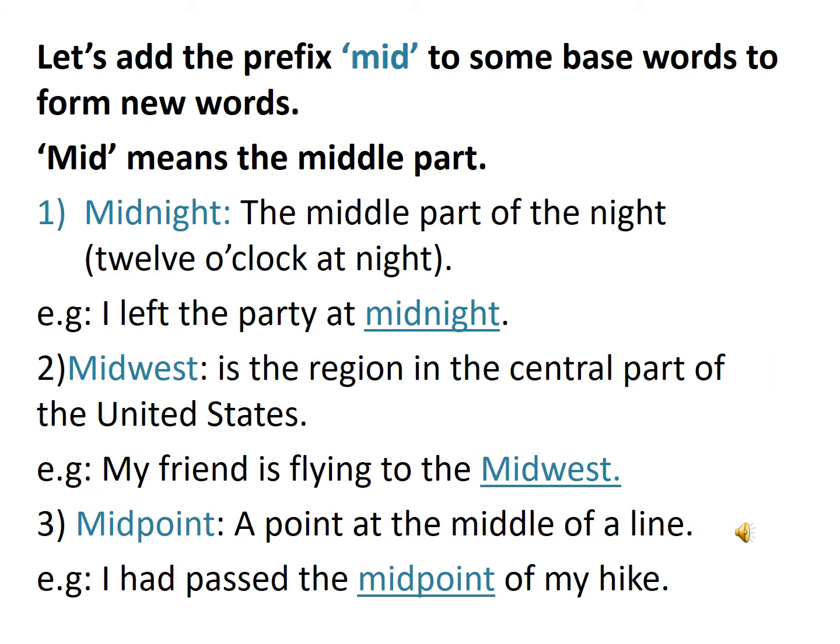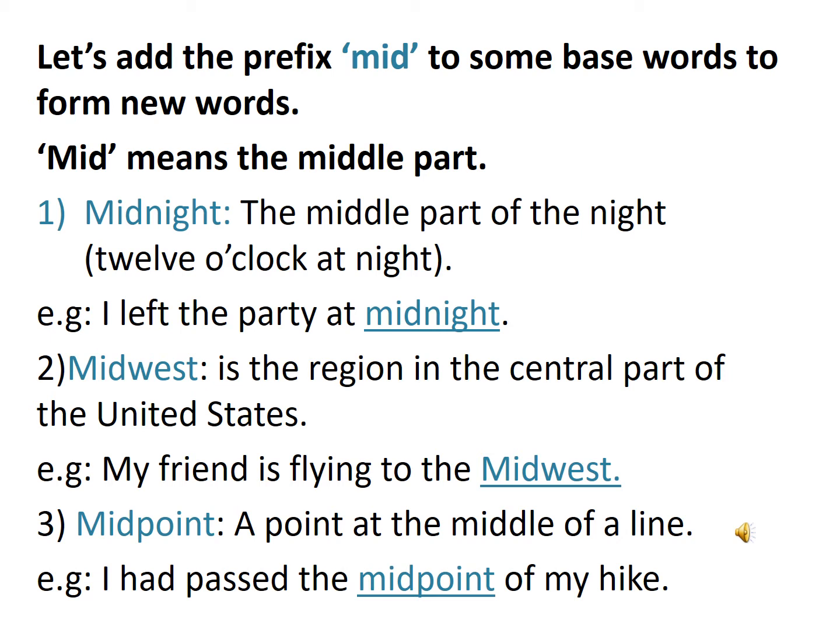Now, let's add the prefix mid to some base words to form new words. The prefix mid means the middle part of something. For example, midnight. We added the prefix mid to the base word night. Midnight means the middle part of the night, or 12 o'clock at night. For example, I left the party at midnight.